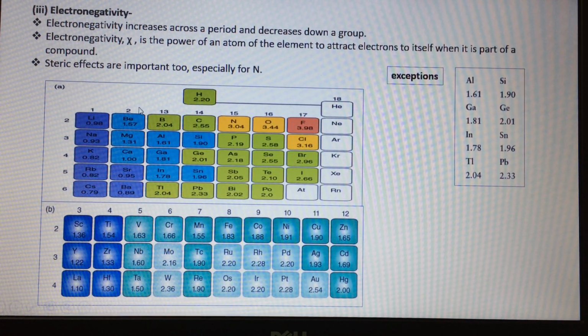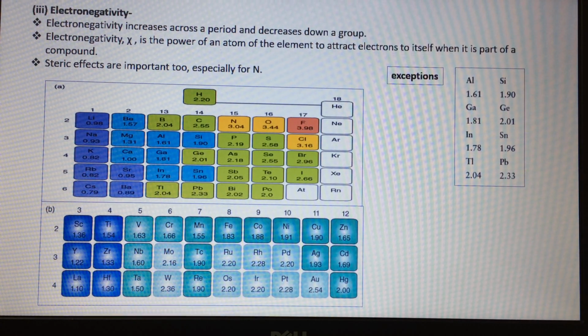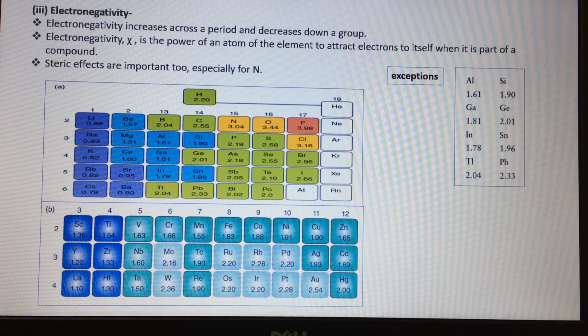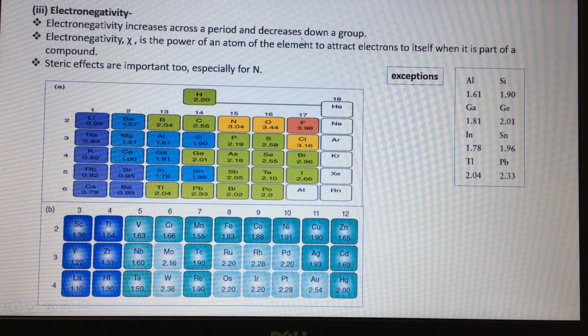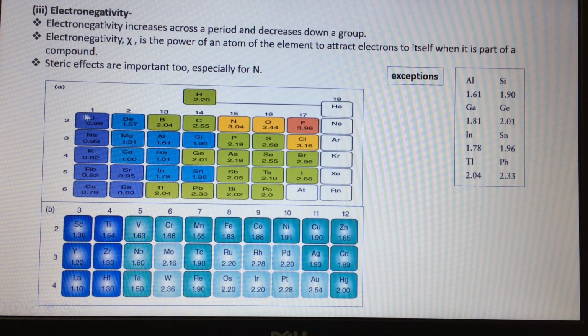Now we will discuss electronegativity. What is electronegativity? Electro means some negativity nature on the elements or any species. So what is the trend here? Electronegativity increases across a period and decreases down the group. If you see here, electronegativity increases from left to right but decreases from top to bottom.